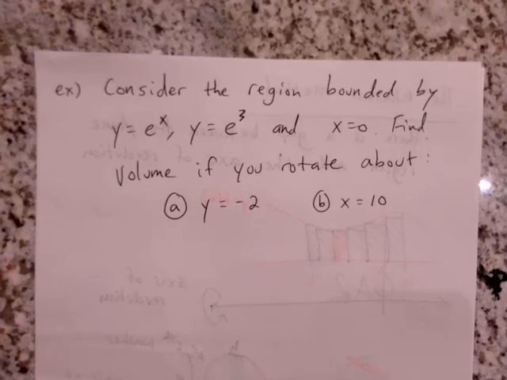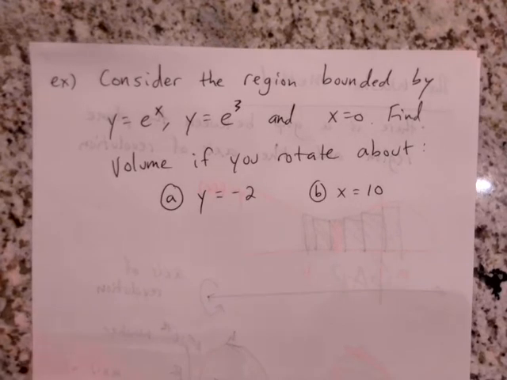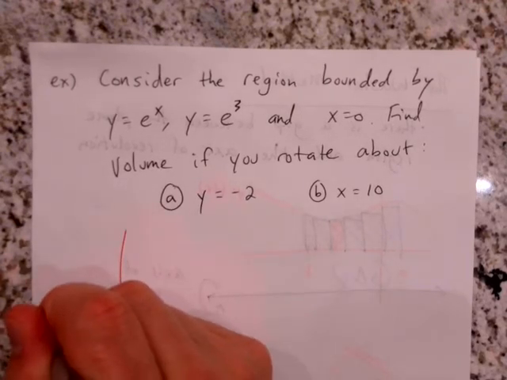For example, let's consider the region that is bounded by the graphs of y equals e to the x, y equals e cubed, and x equals 0, the same region we considered for the previous examples. Find the volume if you rotate about these two axes. First, y equals -2, and then x equals 10. Okay, first step is to sketch this out. It helps to have something to look at.